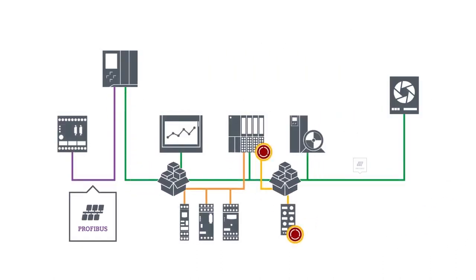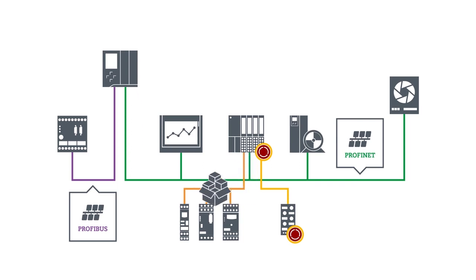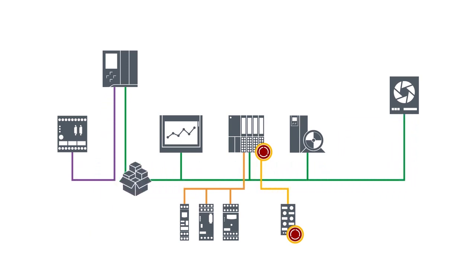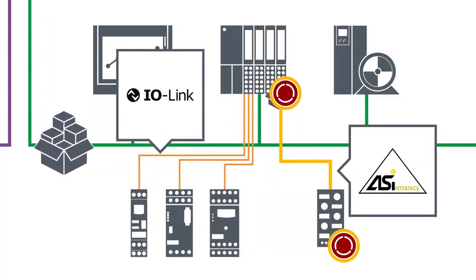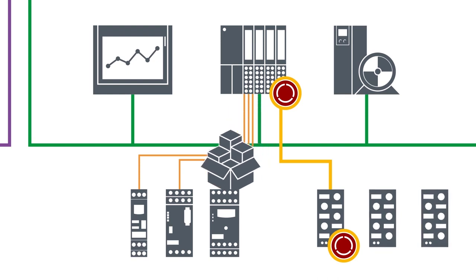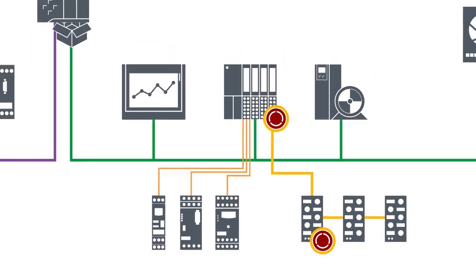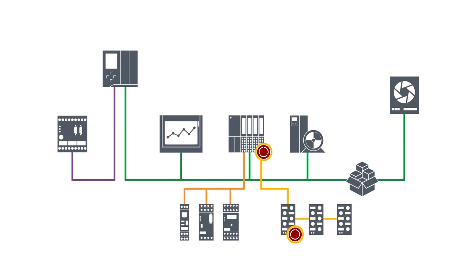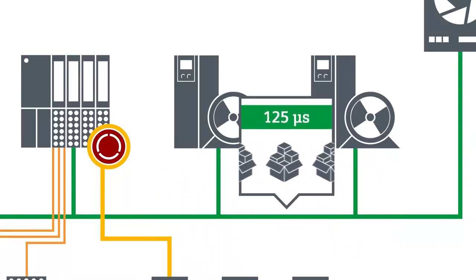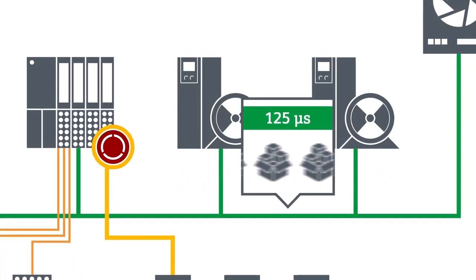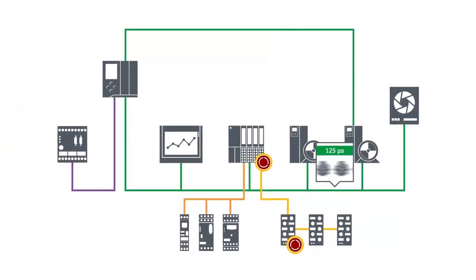Profibus and Profinet are examples of widespread communication mechanisms, though Profinet is the latest standard. Apart from these two communication mechanisms, there is also ASI, I/O-Link, and others for the level of the sensors and actuators. Let's take a brief look at the features and capabilities of Profinet. With Profinet, for example, you reach cycle times of 125 microseconds and you can establish media redundancy.